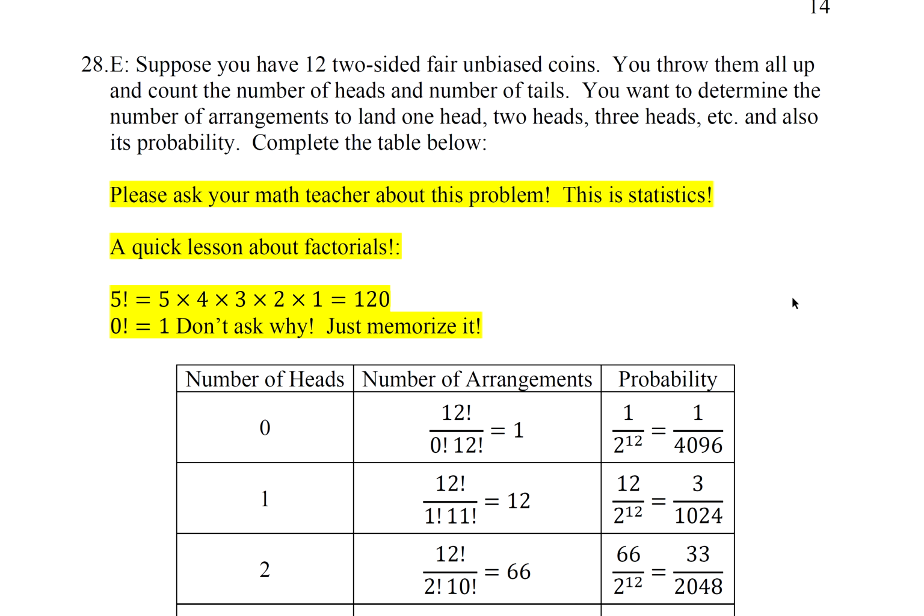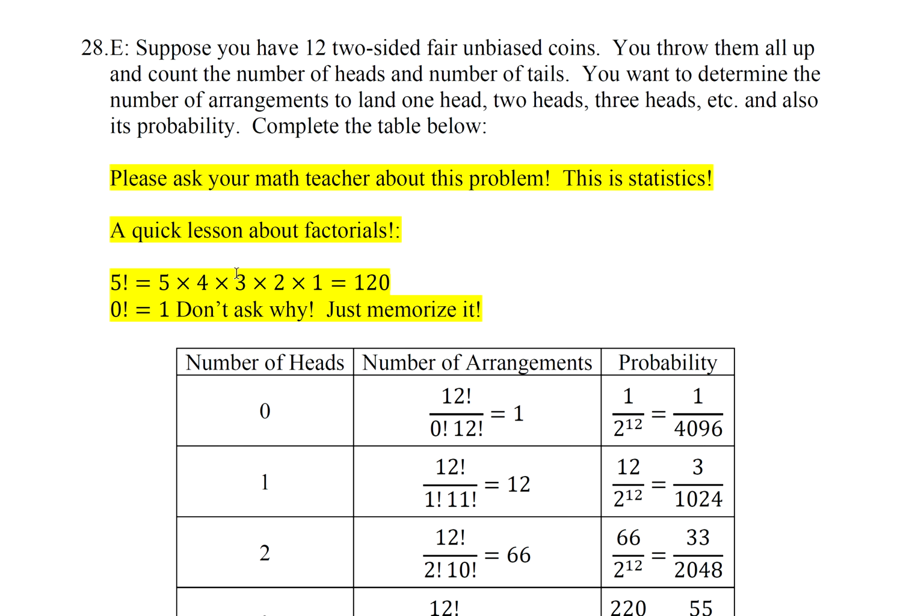Question 28. Suppose you have 12 two-sided fair unbiased coins. So they could be heads or tails. 50-50. You throw them all up and count the number of heads and number of tails. You want to determine the number of arrangements to land 1 head, 2 heads, 3 heads, etc., and also its probability. Complete the table below. So please ask your math teacher about this problem. This is statistics. So this is a quick lesson about factorials.